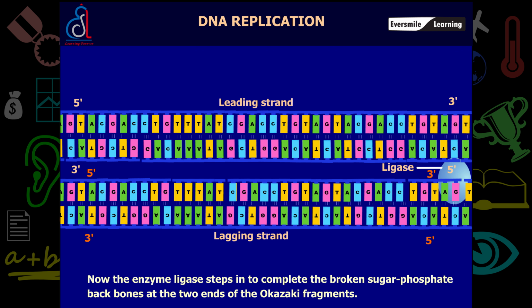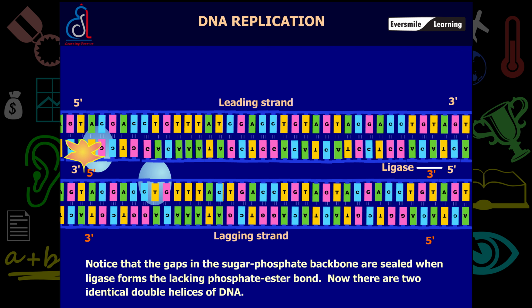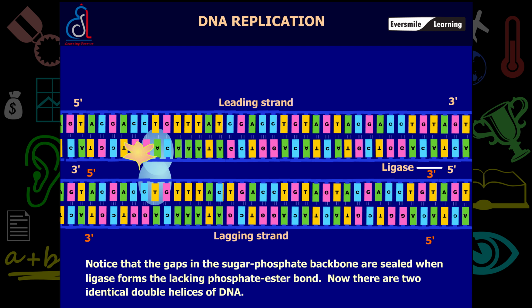Now, the enzyme ligase steps in to complete the broken sugar phosphate backbones at the two ends of the Okazaki fragments. Notice that the gaps in the sugar phosphate backbone are sealed when ligase forms the lacking phosphate ester bond. Now, there are two identical double helices of DNA.